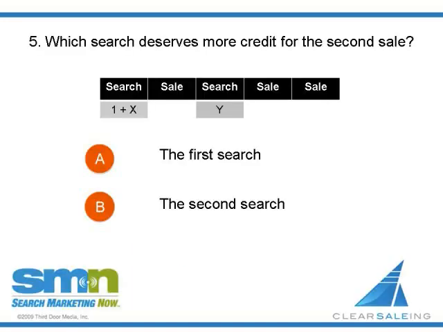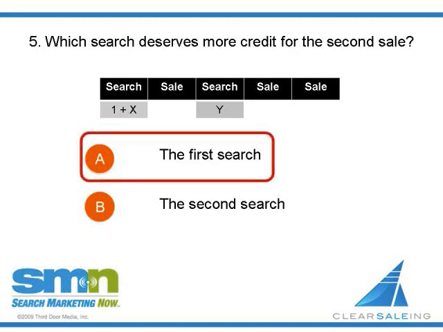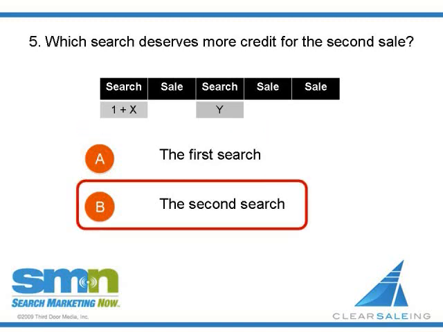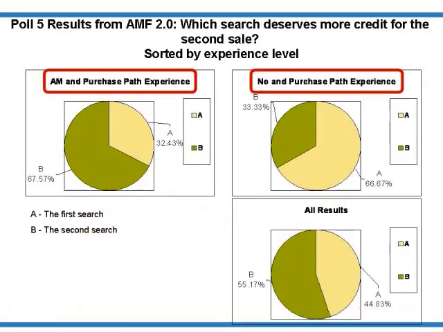The first search or the second search? If you vote for Attribution Rule A, you believe the first search deserves more credit for the sale. If you vote for Attribution Rule B, you believe the second search deserves more credit for the second sale.